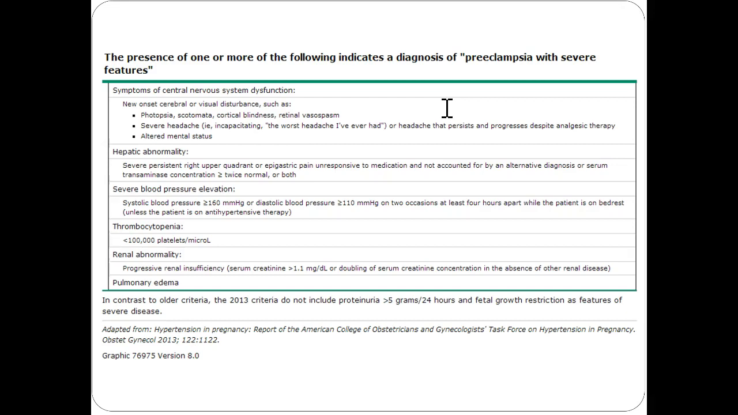Okay, this is just preeclampsia with severe features, some of the things you might look for. Not going to test you on any of this, just for your reference, in case you're curious.